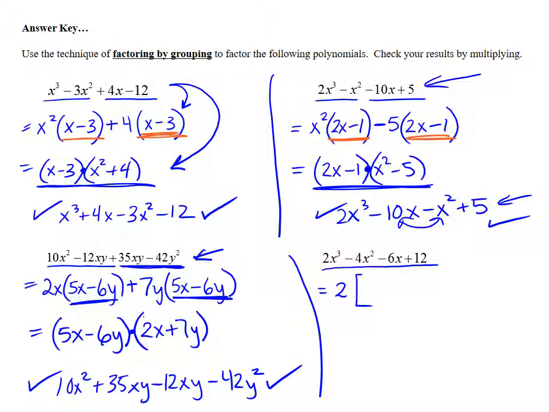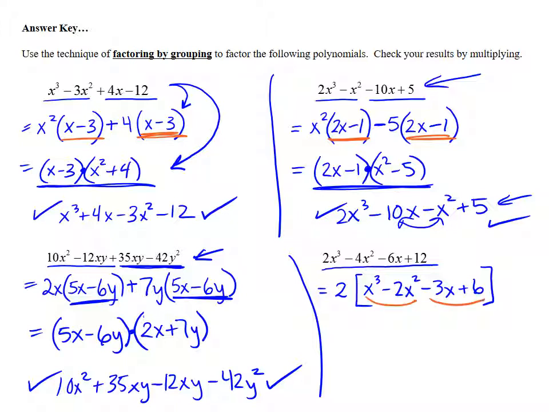So if I take it out of everything before I start the grouping process, I'm going to get x cubed minus, whoops, not 4, I'm taking a 2 out, so that's going to be minus 2x squared. 2 out of the 6x would be minus 3x, and 2 out of the 12 would be positive 6. So if we start there, that will actually make the rest of the factoring a little bit easier. But it does add an extra step. Let's just take our time here.